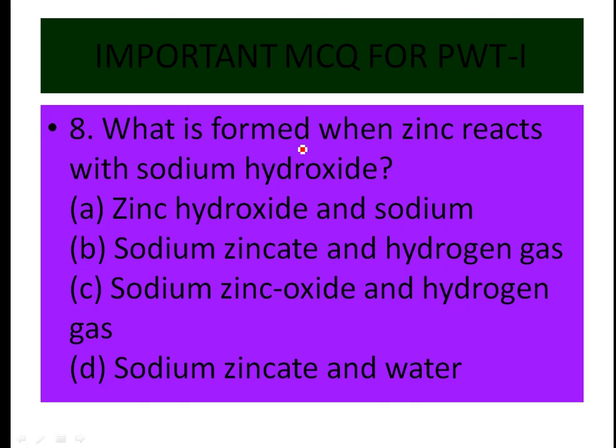Question number 8. What is formed when zinc reacts with sodium hydroxide? First of all, we should know that when zinc reacts with NaOH, it forms a salt whose formula is Na2ZnO2 along with hydrogen gas. Then what will be formed? Zinc hydroxide and sodium, wrong. Sodium zincate and hydrogen gas, correct. Sodium zinc oxide and hydrogen gas. Fourth, sodium zincate and water. So the correct answer here is B.